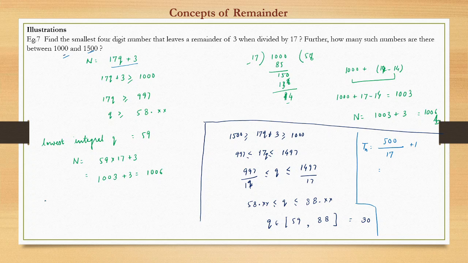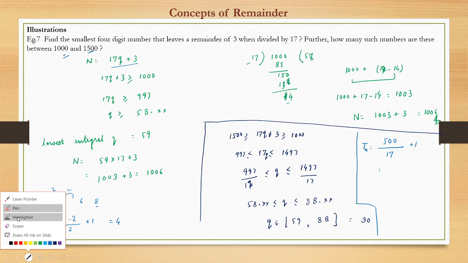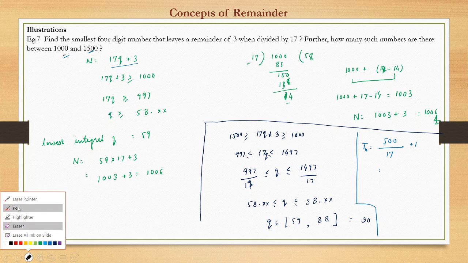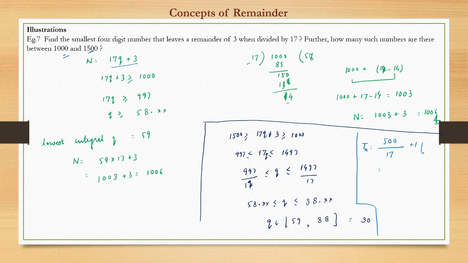Suppose I have the AP 2, 4, 6, 8. So how many terms are here? We subtract the first term from the last term, 8 minus 2, divide by the common difference which is 2, that gives 3, plus 1, so it becomes 4. The same thing we are doing here, right? So using the AP series.